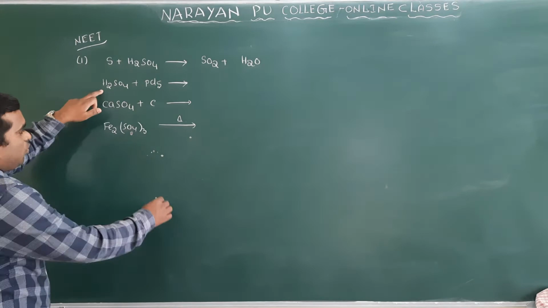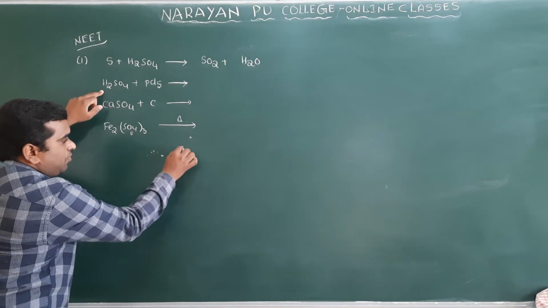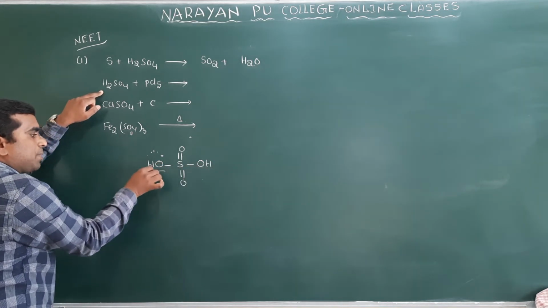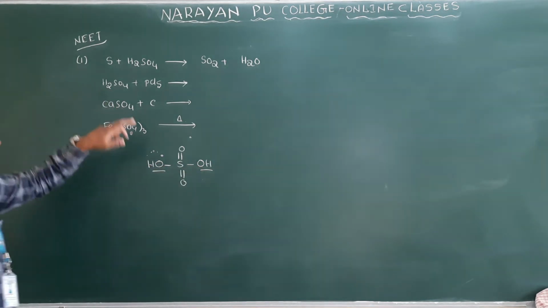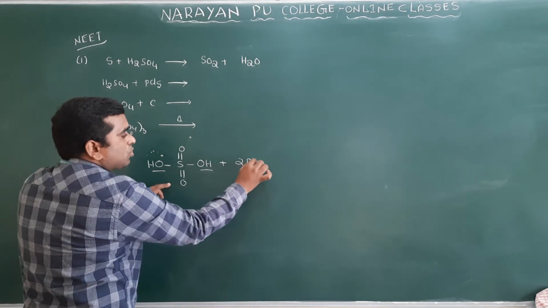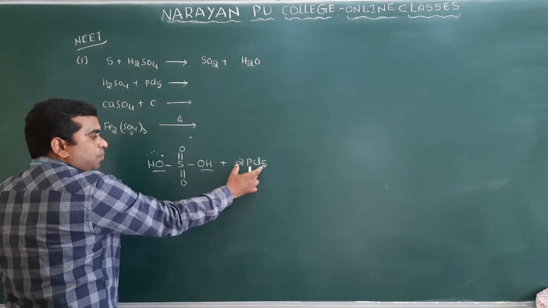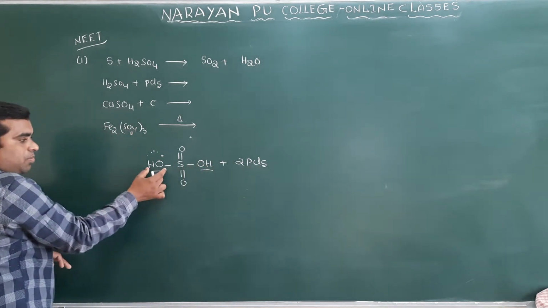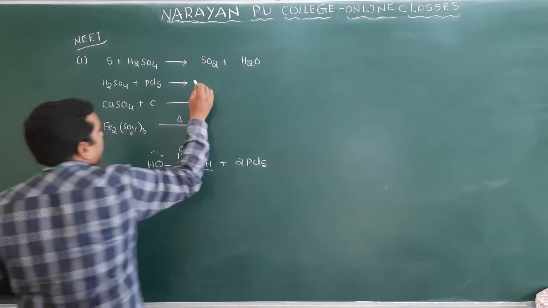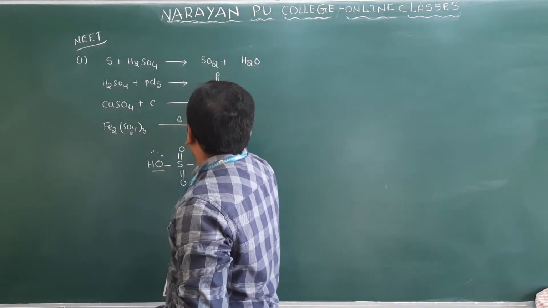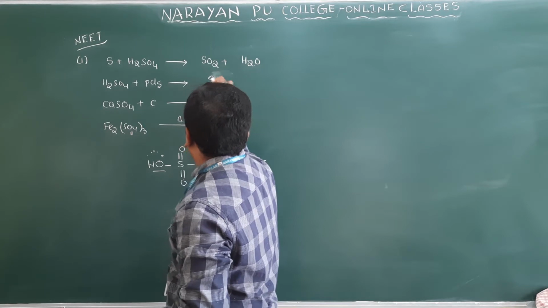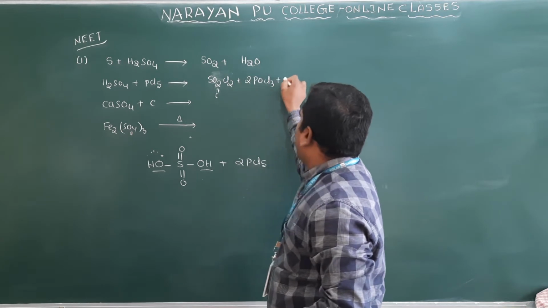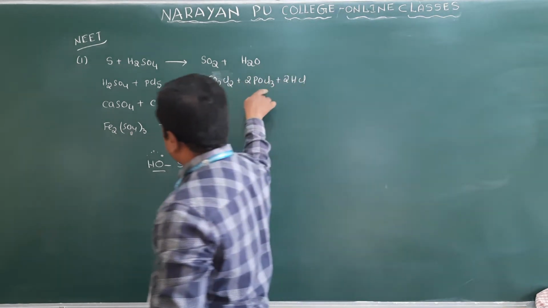Clear? So we have the sulfuric acid formula. This is sulfuric acid. How many OH groups are present here? 2 OH groups. When it reacts with 2 moles of PCl5, one chlorine will replace one OH, and another chlorine will replace the other OH. Then what will you get here? You will get sulfuryl chloride, SO2Cl2, and 2 moles of POCl3 and 2 moles of HCl. We have already discussed this reaction.